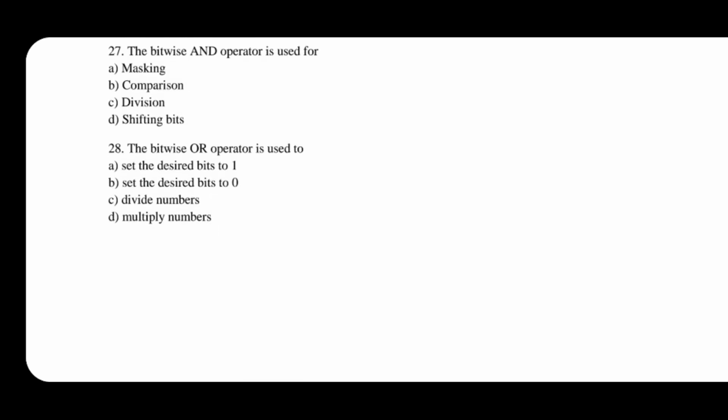The next question, number 26. Operators have hierarchy. It is useful to know which operator is used first. Option number B. Then question number 27. The bitwise AND operator is used for shifting bits. Option number D. Then the bitwise OR operator is used to set the desired bits to 1.